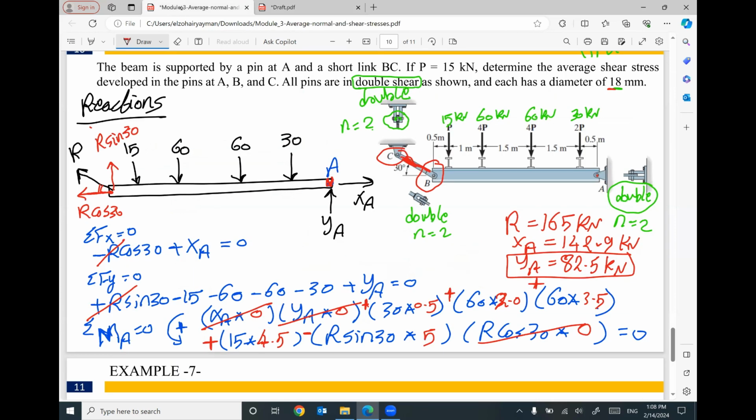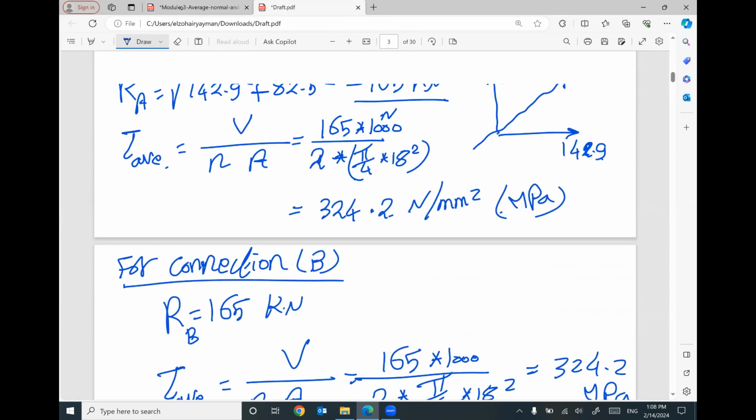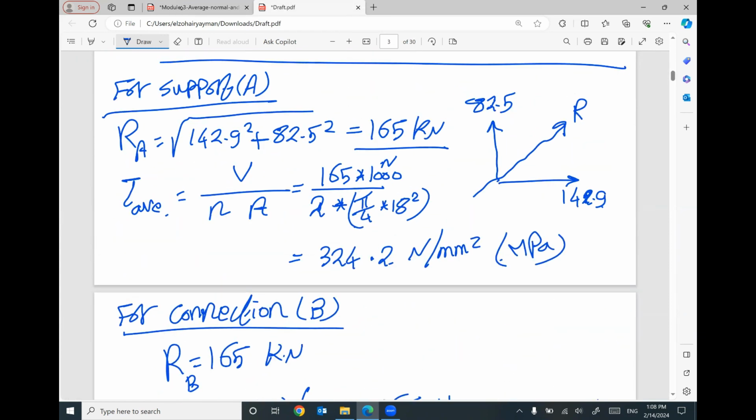Does that make sense? So to solve this kind of problem, we have first to start with the engineering mechanics part to figure out the reactions. Once you get your reaction, then I can apply the average shear stress equation, equal V divided by N times A: how many shear planes or shearing failures, single or double or whatever, and what is the cross-section area of the bolt and what is the applied force.